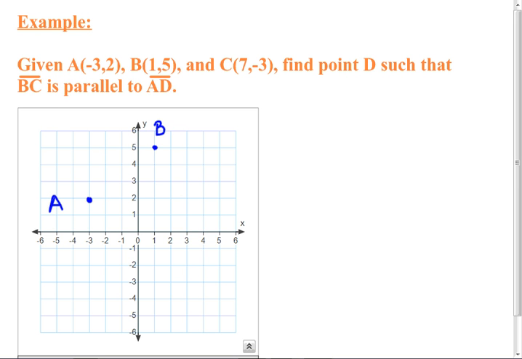And C is at 7, -3. And this is C. So I want to find D such that BC is parallel to AD.